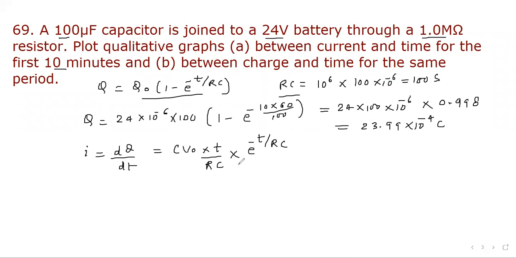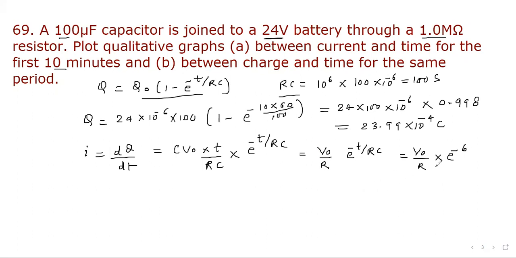So CC will cancel out. So V0 divided by R. V0 means the EMF supplied by the battery, 24 volt, into e to the power minus t upon RC. We have already evaluated this e to the power minus t upon RC, that is e to the power minus 6. So V0 upon R into e to the power minus 6.